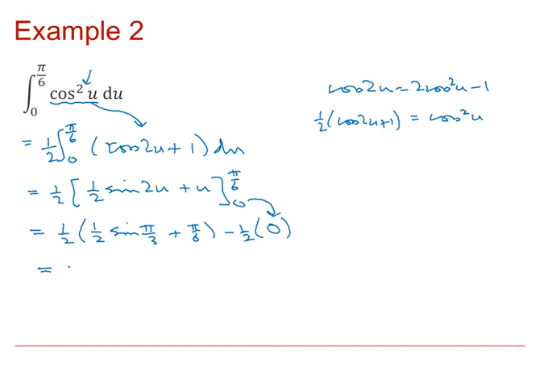So now we have a quarter of sine pi by 3, which is root 3 over 2 plus pi by 12. So we have root 3 over 8 plus pi by 12 as the answer to the original integral.